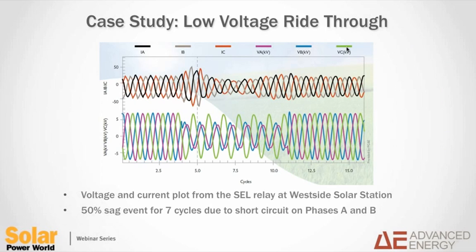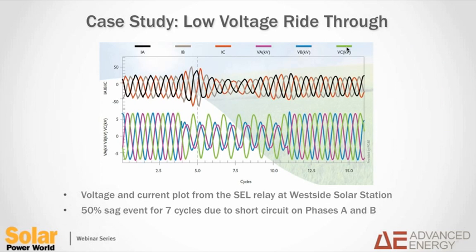So here's an example chart that was pulled off of the SEL relay at the head end of that substation at that plant. So you'll notice that there was a voltage excursion on two phases, the A and B phase. I think it was an adjacent system or adjacent feeder fault.